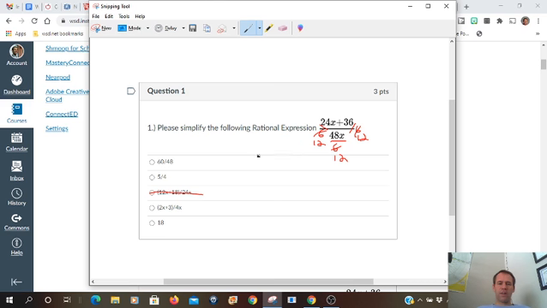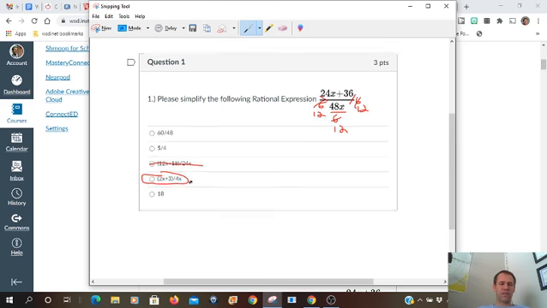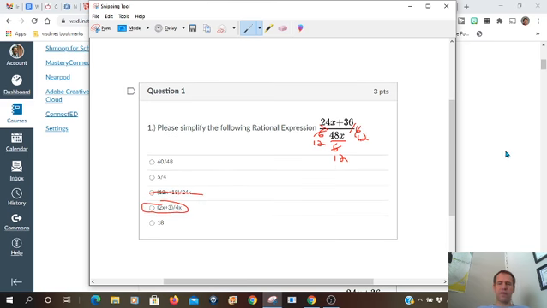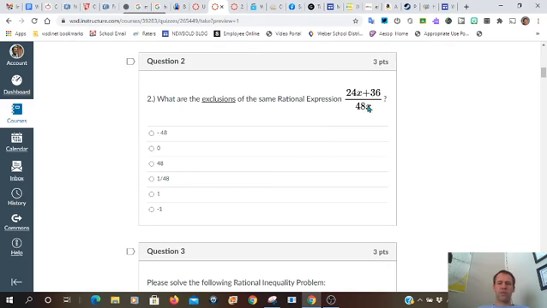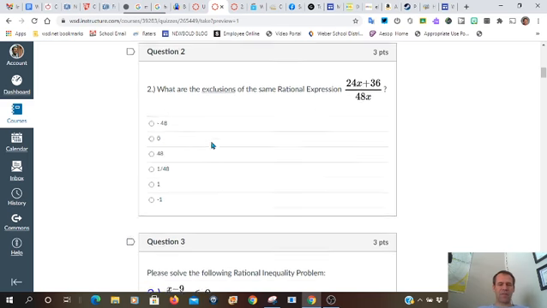So 24x divided by 12 is 2x. 36 divided by 12 is 3. And then 48 divided by 12 is 4. So there's our right answer. Nice. Okay, the next one is exclusions. Remember that when there's just a number by itself on the test, it's just going to be a 0. Just a 0. Nice, nice.